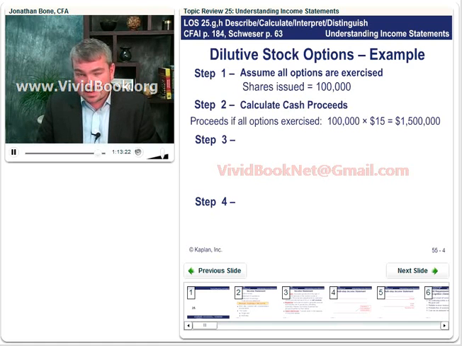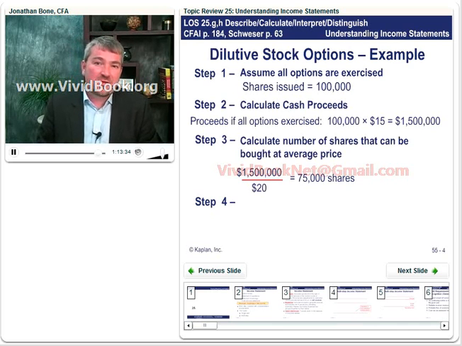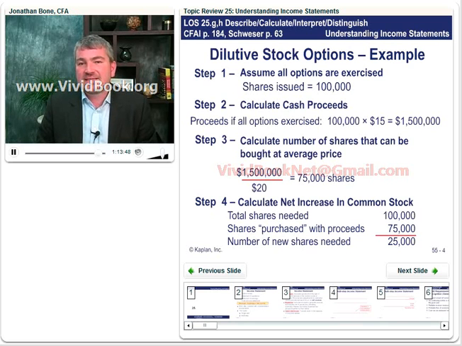The next step, and it's completely hypothetical, we're going to take that $1.5 million and use it to buy back shares at the average price of $20 in the year and look at how many shares we could buy back. So 1.5 million divided by 20 gives us 75,000 shares. We could buy back 75,000 shares at full price using our proceeds. So finally, the dilutive element is 100,000 shares issued, 75,000 could be bought back at full price, and as a result, the dilutive element is 25,000.